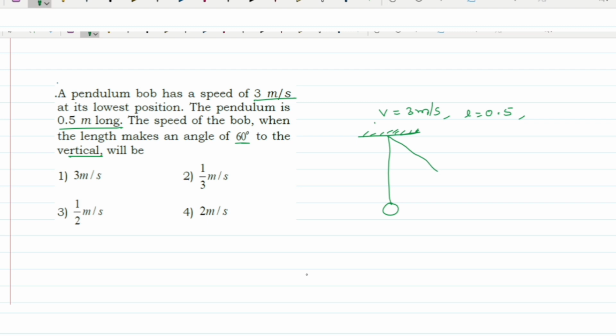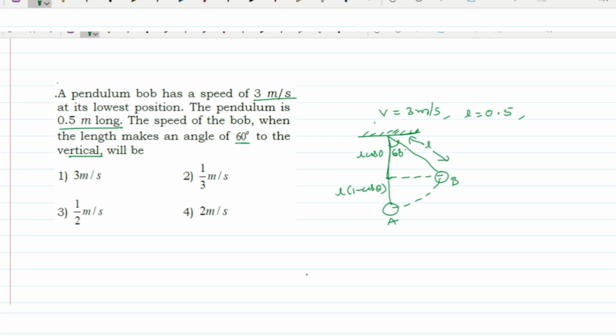Now here you are moving the body which is making an angle 60 degrees to the vertical. Let us take this as point A and this as point B, and this is the vertical height which is rising. The length of the pendulum will not change, and here we will be getting L cos theta up to here, and this portion you can get as L into 1 minus cos theta.